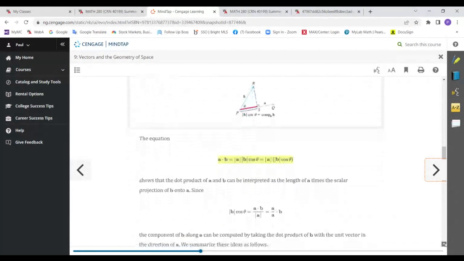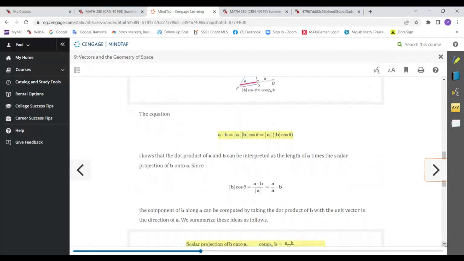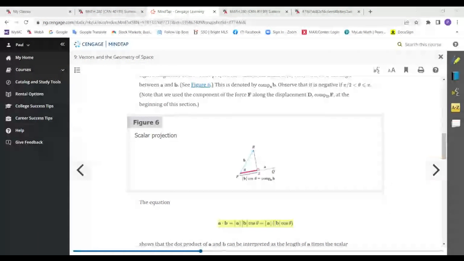Well, first of all, they note, of course, the definition of the dot product. And if you look in the figure above, figure 6, they note that the scalar multiple of the vector A that gives you the projection vector would have to be the length of the vector B times the cosine of theta. Because again, the cosine of theta equals the length of that red vector, the adjacent vector, divided by the length of the vector B.